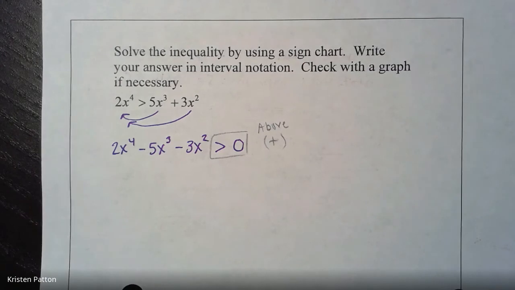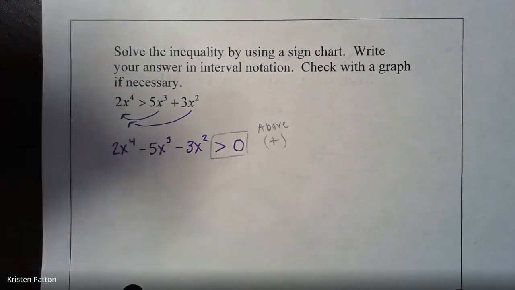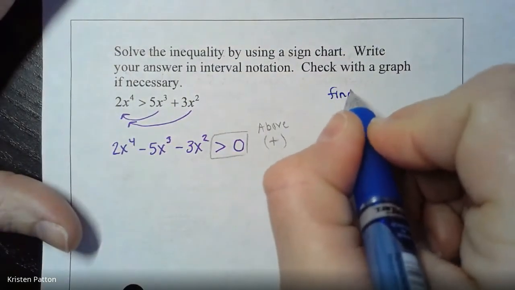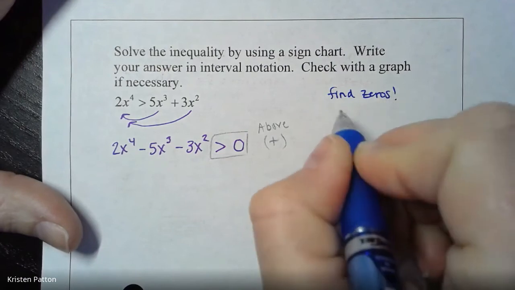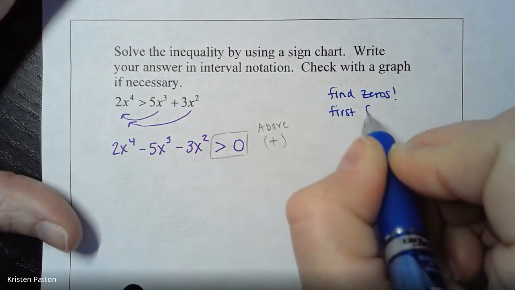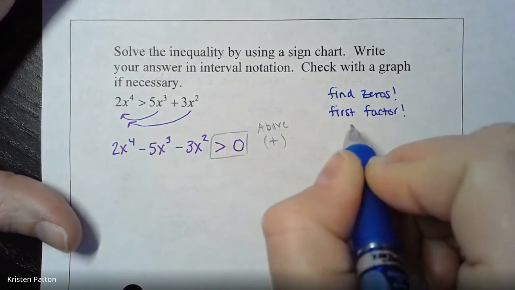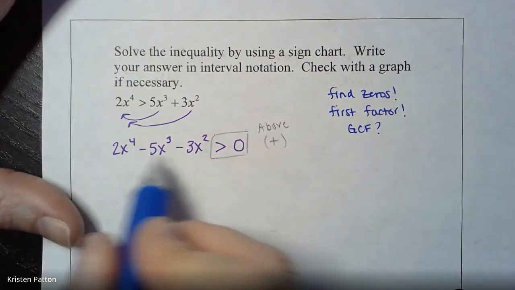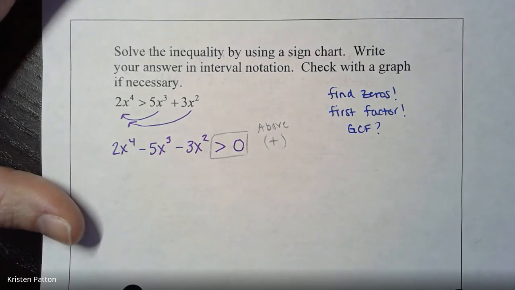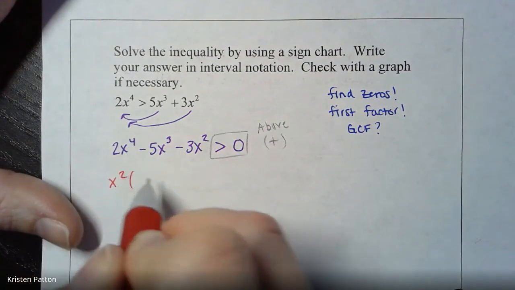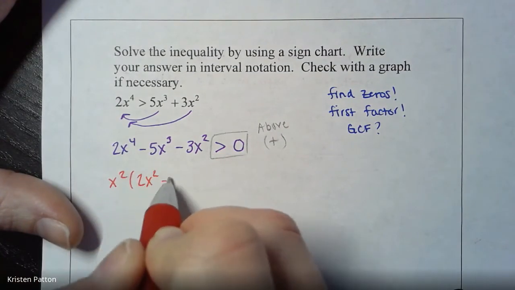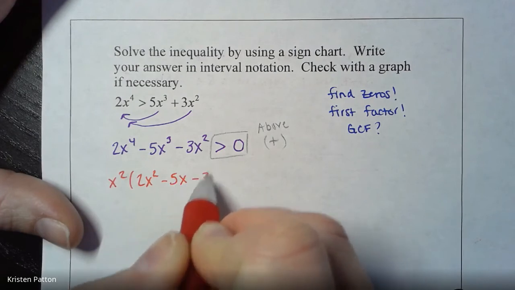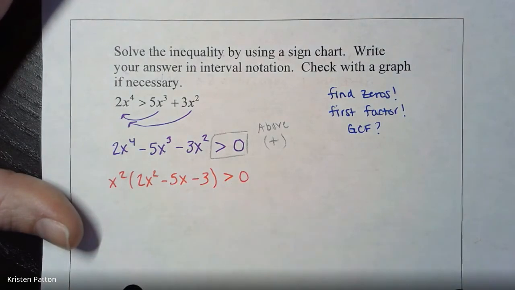Well, we want to make that sign chart, so we need to find the zeros. Look at your list on the last slide. Find the zeros. How do we find zeros? We factor. Find zeros, so we need to first factor. Look for that GCF first. Perfect. Look at that. All three of those terms have an x squared. Let's pull that out. And that leaves me with 2x squared minus 5x minus 3.